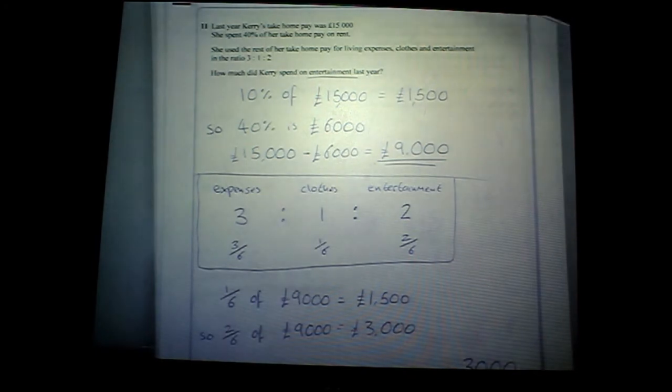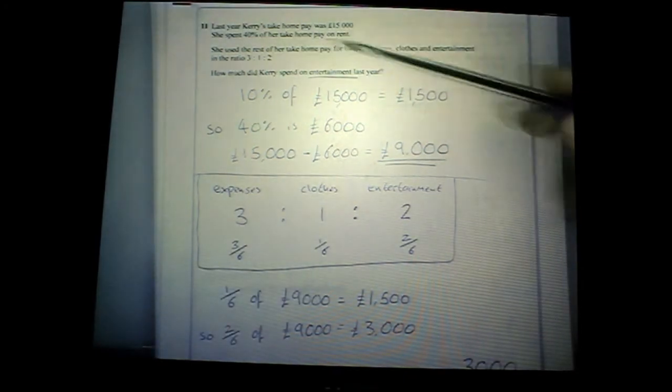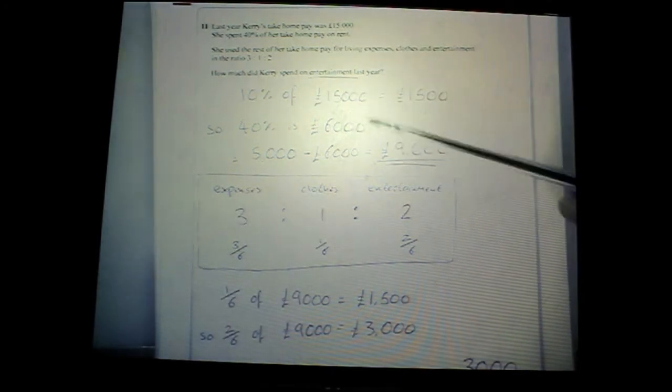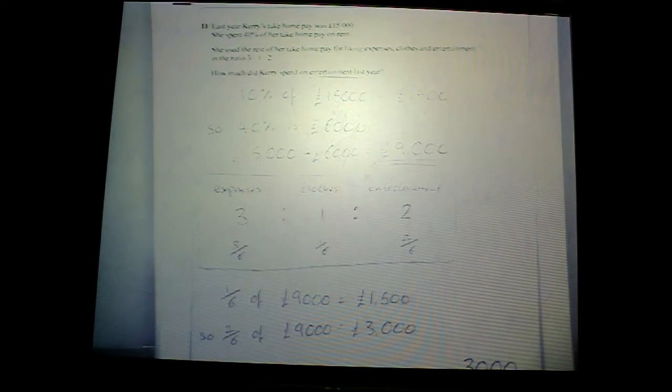The rest she used to pay for living expenses. Right, first of all, work out 40%. So 10% of 15,000.